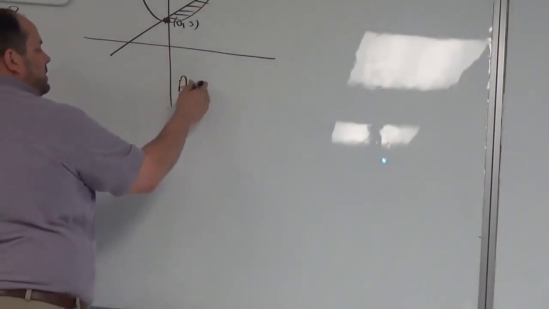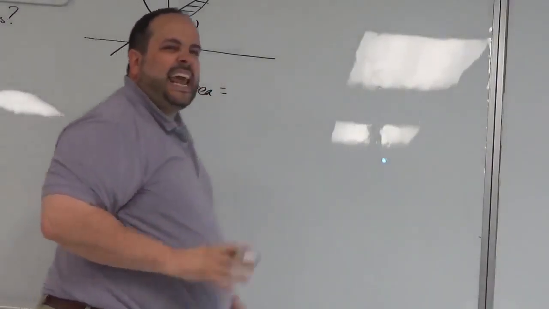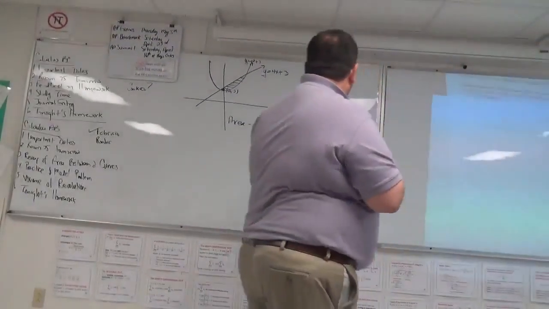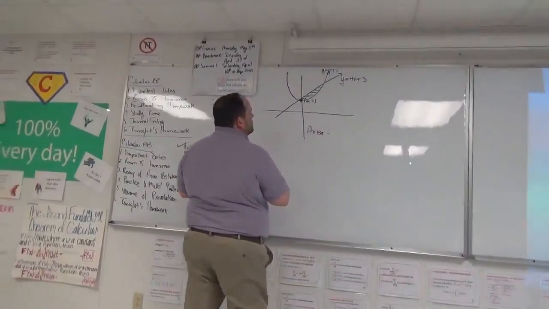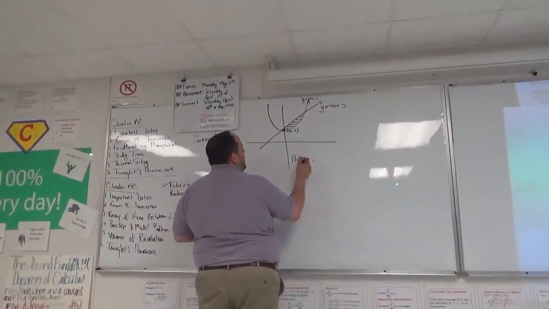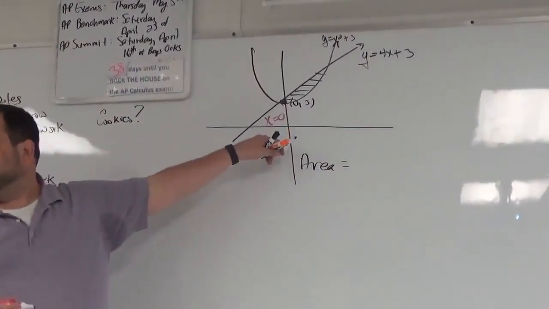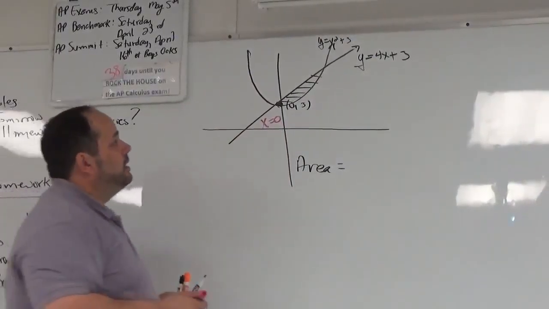How am I going to find that area? What do we need? I'll take anything from anybody. Marvin? Points of intersection. You need points of intersection. How are you going to get those points of intersection? You know the first one is 0. Okay, so we know the first one is over here at x equals 0. So that one's pretty nice and easy. How are you going to get the other one?